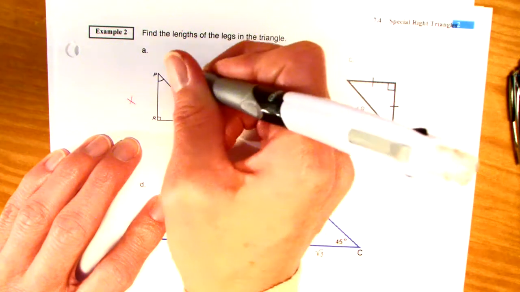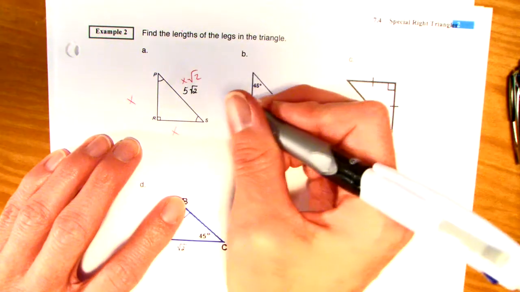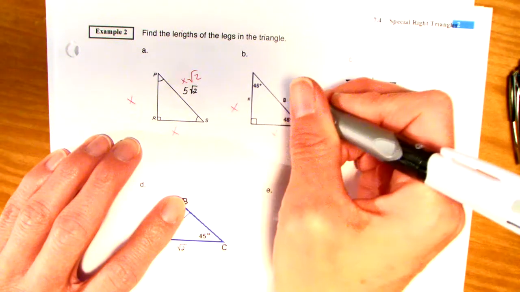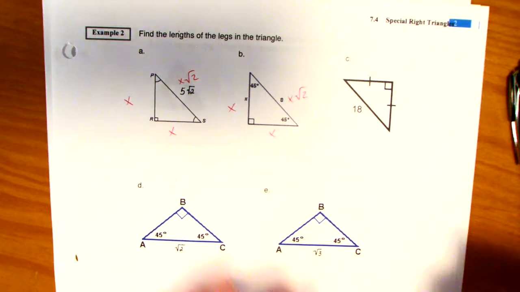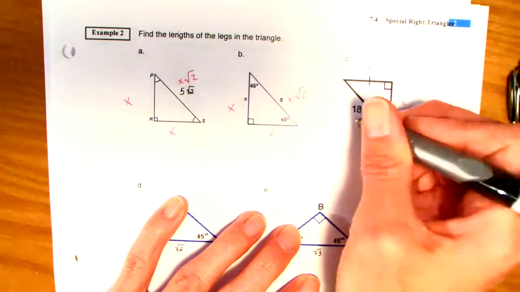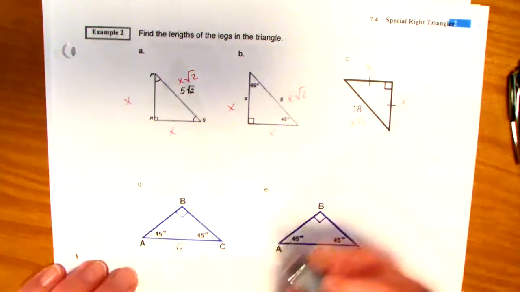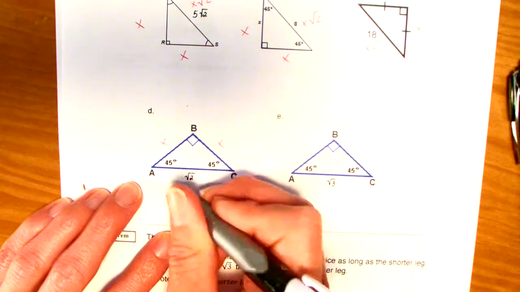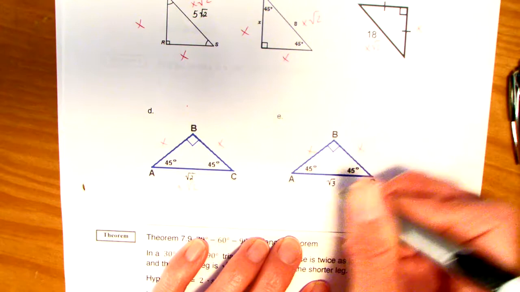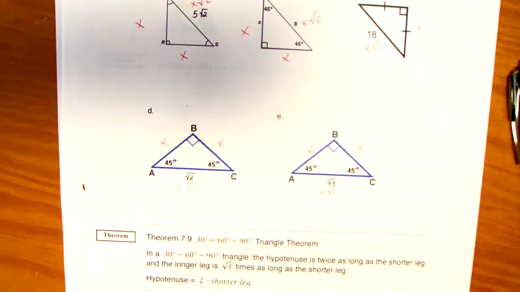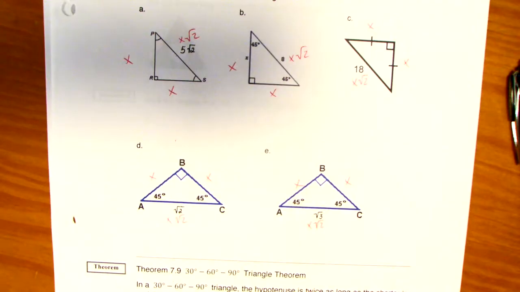X square root of 2. X square root of 2. You're going to see a little bit of math is going to get tricky here. X square root of 2. X square root of 2. And last but not least, X square root of 2. Got the idea? Okay, so now let's solve these.